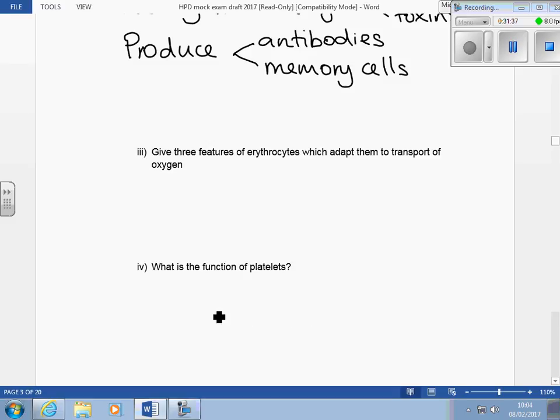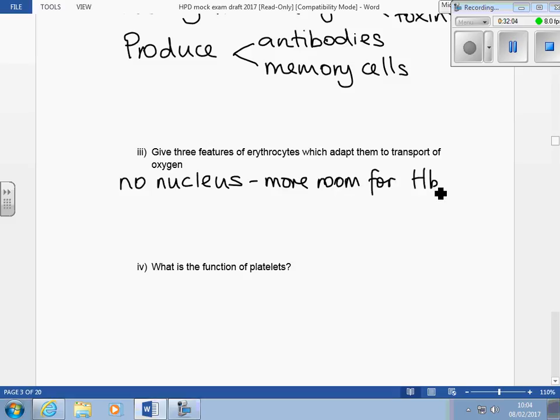Right, three features of erythrocytes. Erythrocytes are otherwise known as red blood cells, that adapt them to transport of oxygen. Well, there's loads more than three features, so what should we go for? Okay, so no nucleus. And why is that useful? That is right, there's more room for hemoglobin.